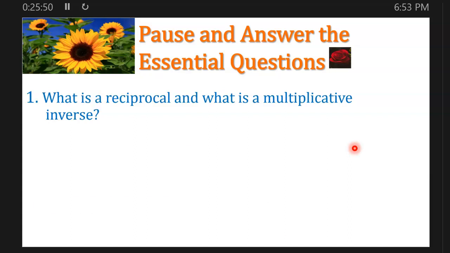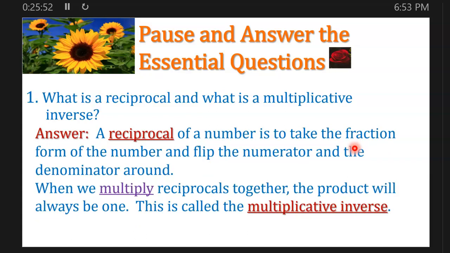All right, so what is our answer to this question? A reciprocal of a number is to take the fraction form of the number and flip the numerator and the denominator around. When we multiply reciprocals together, the product will always be 1. This is called the multiplicative inverse, and we do use those quite often when we're solving equations.